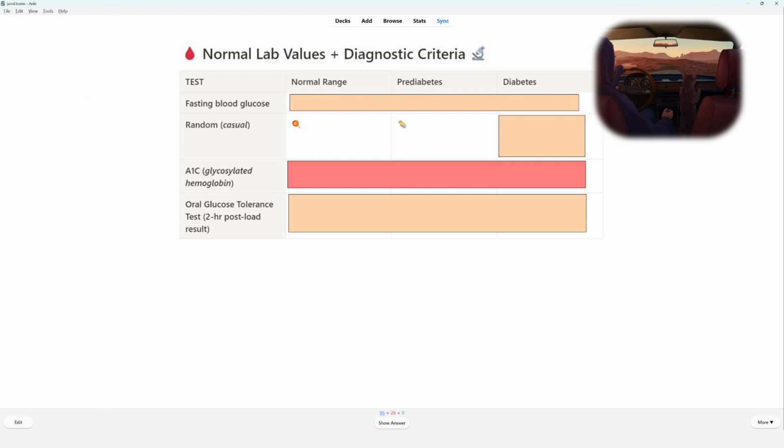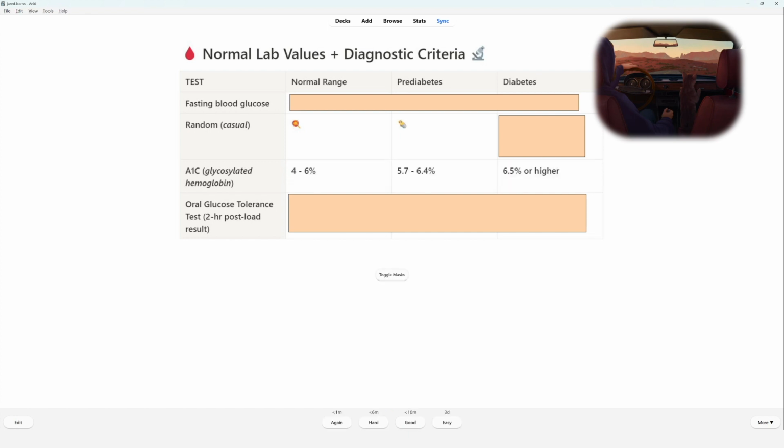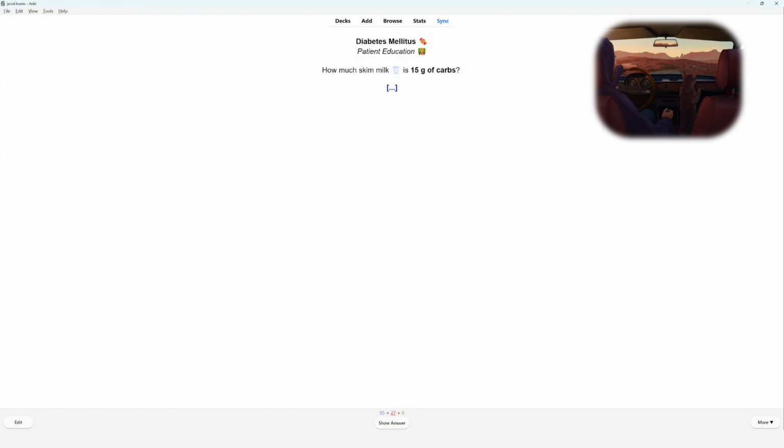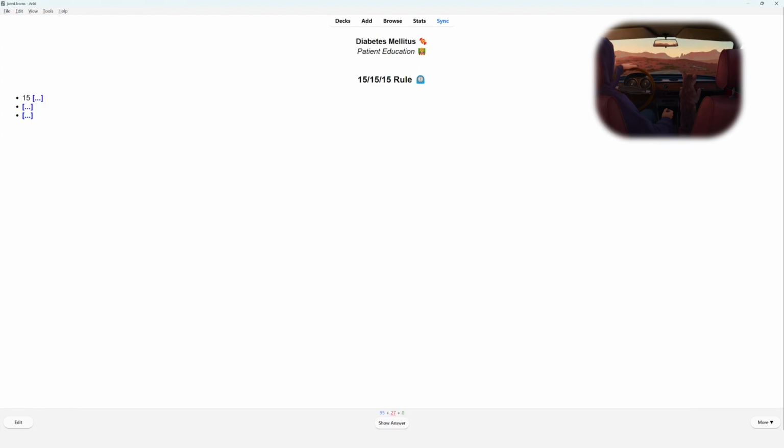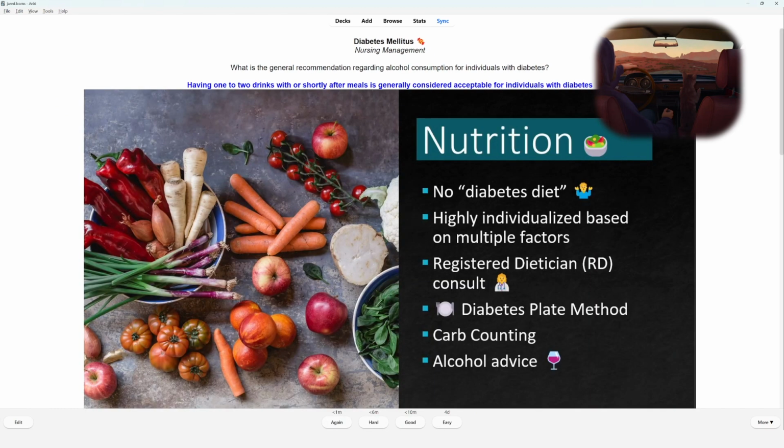A1C under 5.7, prediabetes 5.7 to 6.4, diabetes over 6.5%. Okay, 5.7, 6.4. Skim milk, 4 ounces. Oh, dang it, 8 ounces. 15 grams of carbs, wait 15 minutes, 15 more grams of carbs if under 70. General recommendation regarding alcohol: have it with meals, no more than 1 or 2 drinks.